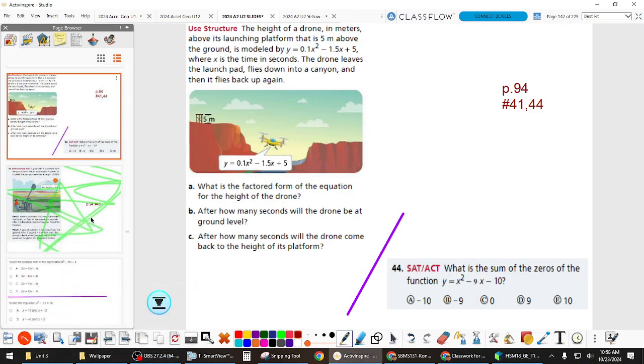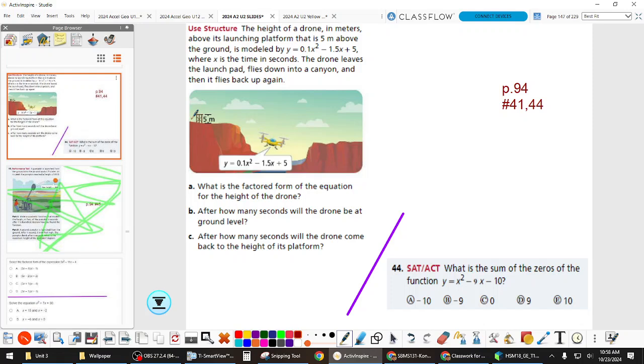The height of a drone in meters above its launching platform. So we're launching off, it's kind of hard to see, but this is some structure we're launching it off of. And it's 5 meters tall. And then it gives us this equation, which I'll write for you in the example. Okay, so we're dealing with time and height again, even though our variables are just x and y. So it says the drone leaves the launch pad, flies down into the canyon, and then it flies back up again. So who cares about that?